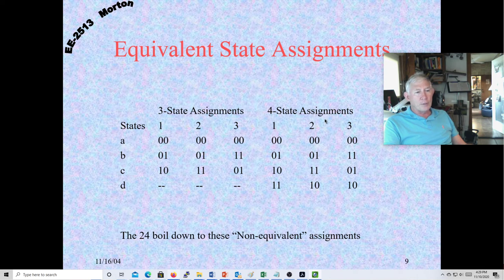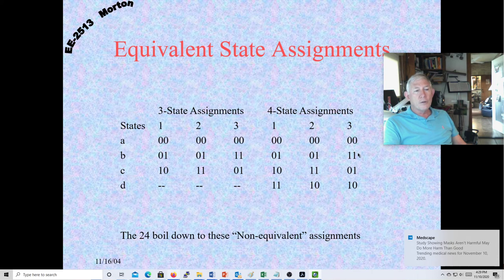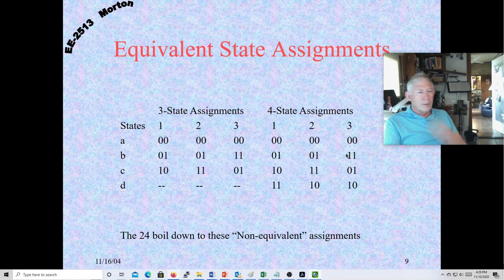So it's probably better just to memorize it for four states, and then if you have three states, you can adapt. So basically, the non-equivalent assignments are straight binary order 0, 1, 2, 3, then 0, 1, 3, 2, and 0, 3, 1, 2. So you just take the three and you move it up, and those are the three non-equivalent assignments for three or four states. And here it's just 0, 1, 2, then 0, 1, 3, then 0, 3, 1, and these are don't cares. So that's how you can do it.